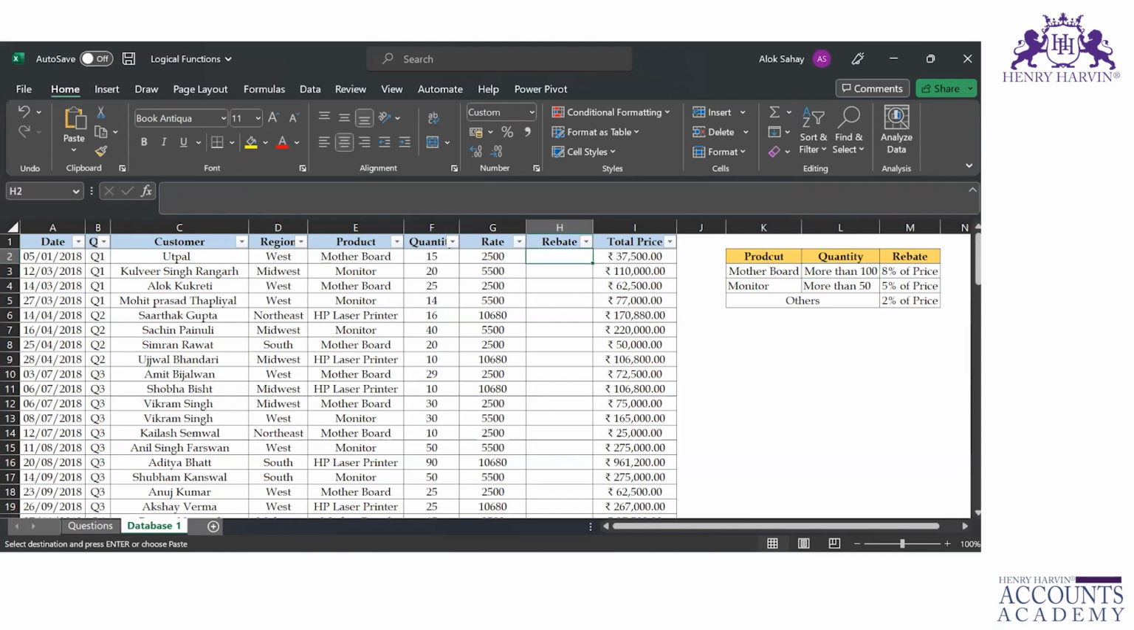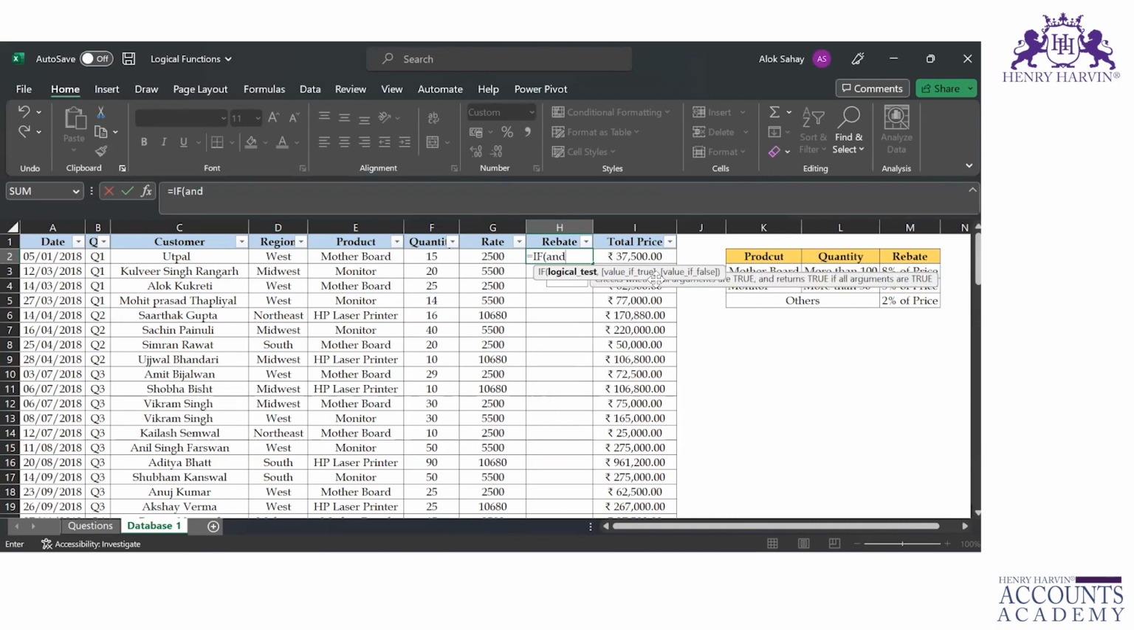If you go through this condition again, you have 3 options, 3 answers. So 3 answers means you are going to use 2 ifs. Now coming to 2 ifs, you need to have 2 conditions. This is the first condition, this is the second condition. In the first condition also, there are 2 logics you need to implement together. So first you will start with equal to if. Now there are 2 logics. The first logic is related to product, and the second logic is related to quantity. So you will implement and, because you need to implement both the logics together.